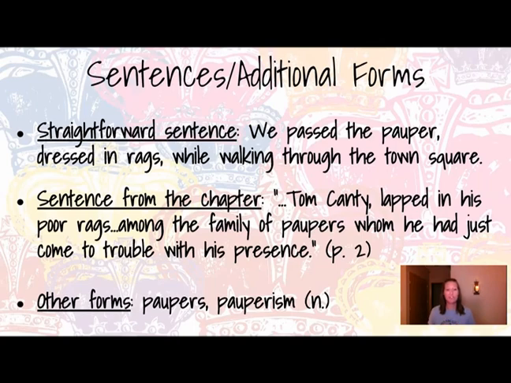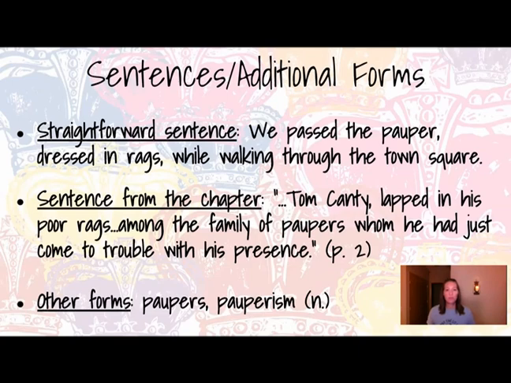Then the sentence where we see this word in the actual chapter, in chapter one. You'll notice I added some ellipses in there to cut out some of the extra language, but in general, the sentence isn't too bad. So: Tom Canty lapped in his poor rags among the family of paupers whom he had just come to trouble with his presence. This is right at the beginning of the story, right when Tom Canty is born. So we see that he is born to a family of paupers, and we see also that they weren't thrilled that he was born. So that really sets up the story for us. We learn a lot about Tom Canty just in that first chapter.